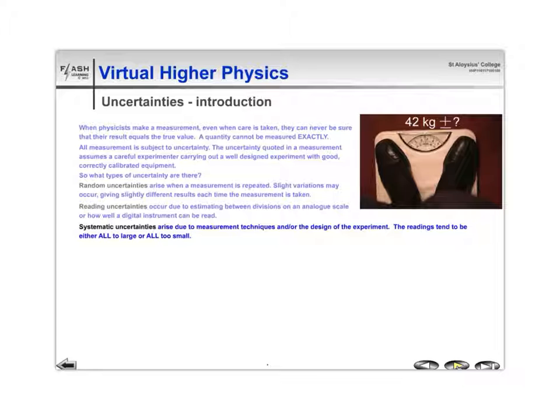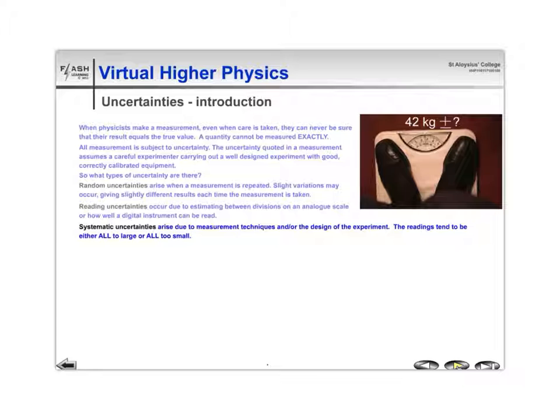Reading uncertainties are to do with the limitations of the equipment that you're using. So how well can you read something from a digital scale? How much does that tell you about the actual value? And the same idea for what we call an analog scale, so something like a ruler, or like these traditional scales where you've got some sort of pointer on a scale.